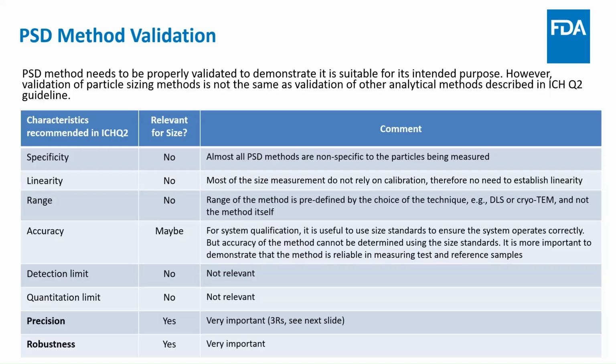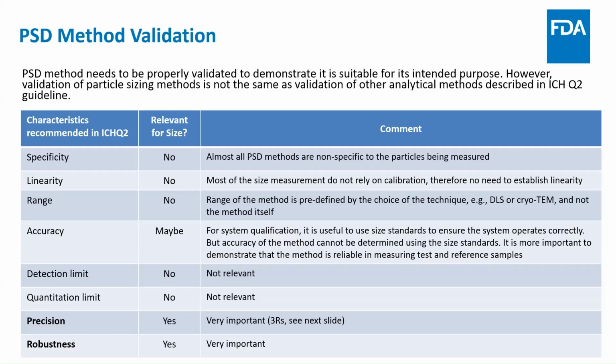Almost I can say most of the responses in this particle size range are nonlinear. The scattering signal is nonlinear to the size itself. So this validation of linearity is also not relevant. And the same goes for the range, because the range depends on what you are measuring, and typically is predefined by the technique that you are using.